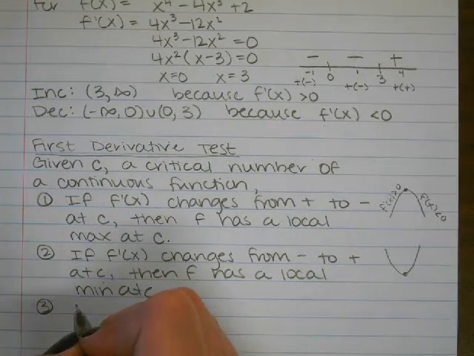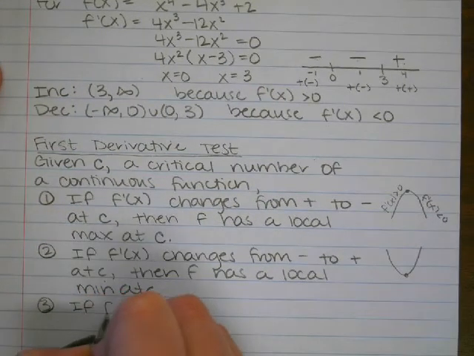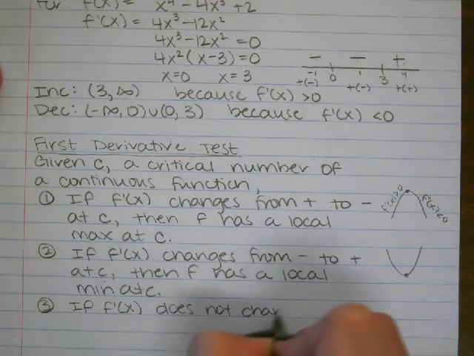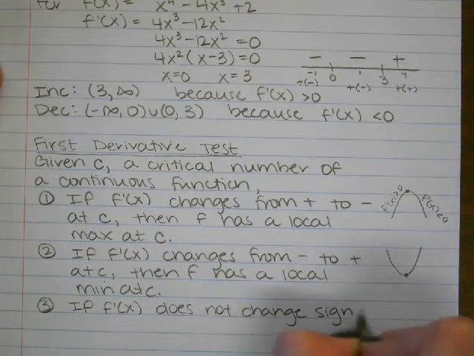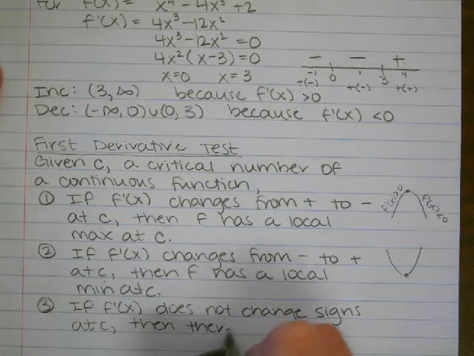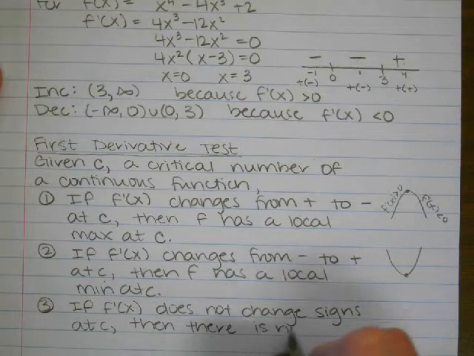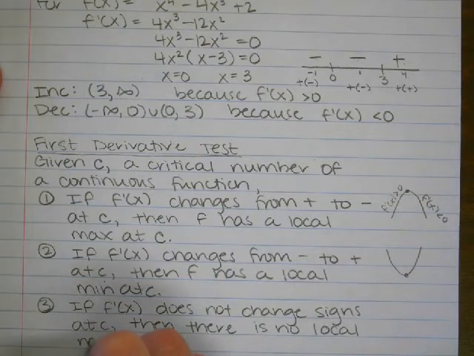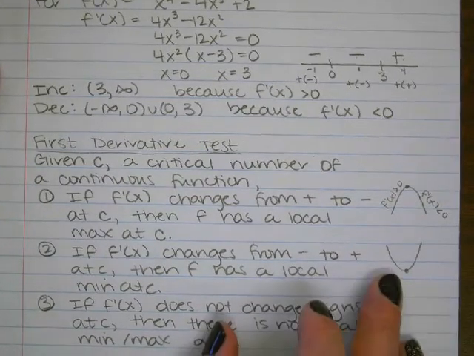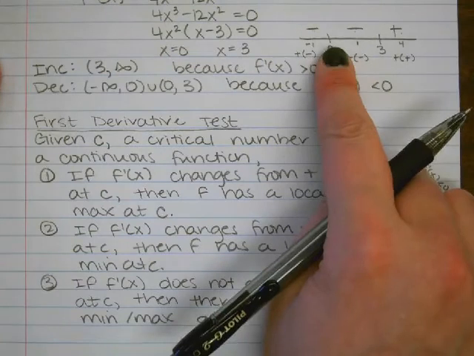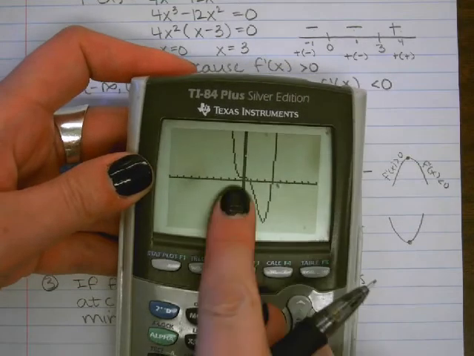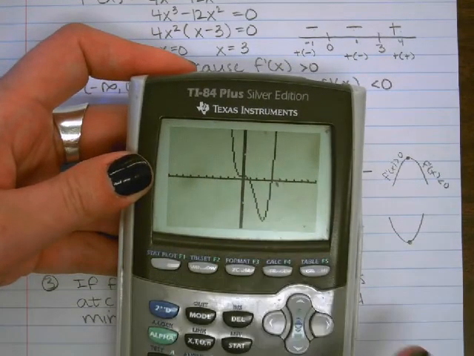And then third, if f prime of x does not change signs at C, then there is no local min or max at C. And so that happened in this problem. It was decreasing and then it continued decreasing, and we could see when we looked at the graph that there was no min or max there. But we did have a min down here because it does switch.